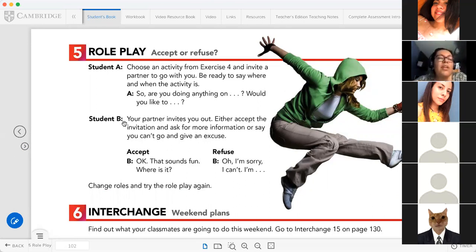So if you're student B, your partner is going to invite you and you can accept or decline the invitation. You can say yes or no, justo como lo estábamos practicando ahorita. All right. My recommendation, babies, los voy a mandar otra vez a grupos. Van a ser más pequeños esta vez. Quiero que practiquen en tríos de preferencia.